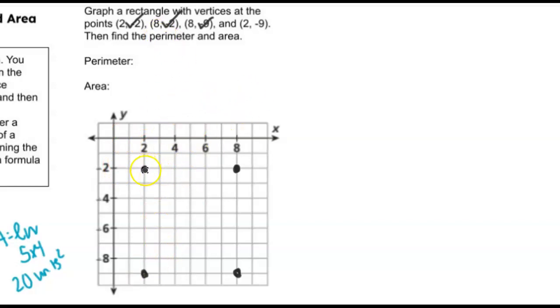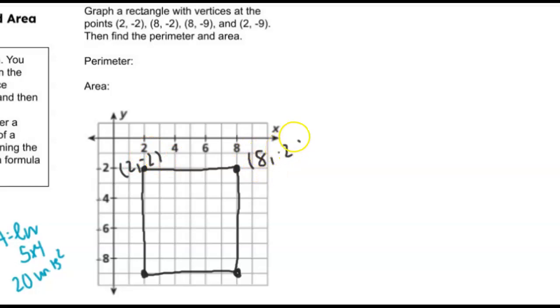I'm going to then go 1, 2, 3, 4. And I'm going to go ahead and erase these check marks because I need to look at these. Our first one right here, 2, -2. This one was 8, -2. This one was 8, -9. And this one was 2, -9. And I put all the ordered pairs next to them so I can find what I need easily.